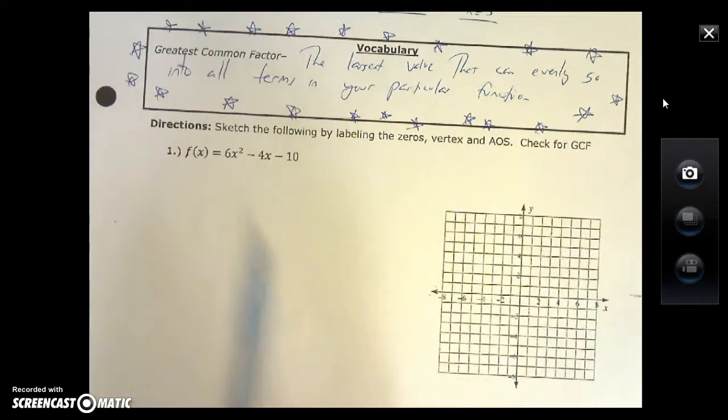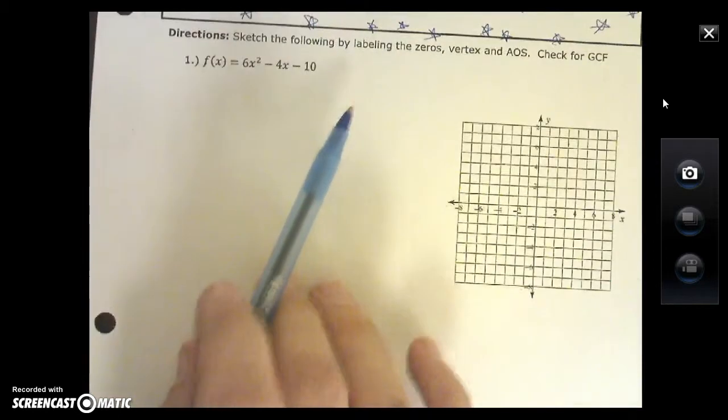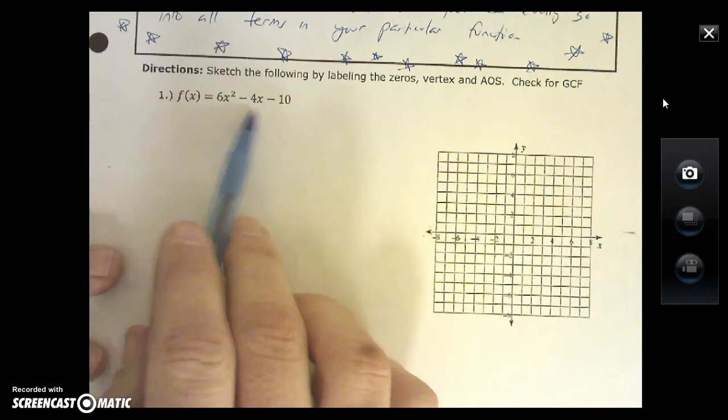Number 1, sketch the following by labeling 0 as vertex AOS, check for GCF. We're going to factor this, and then I'm going to show you a graph again to show you how it works over here. 6x squared minus 4x minus 10.